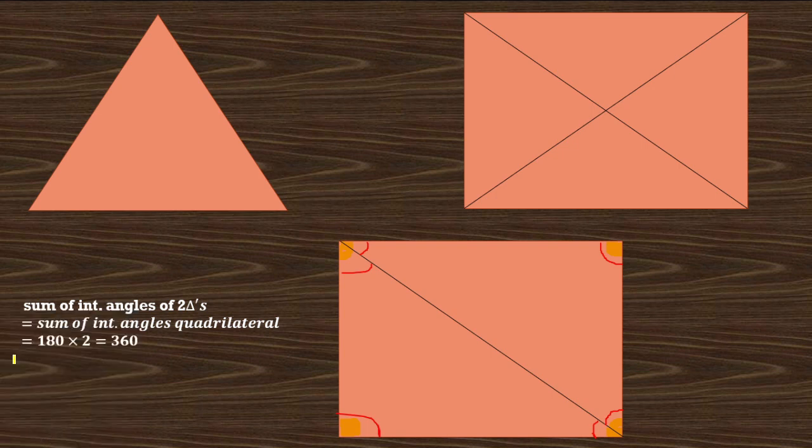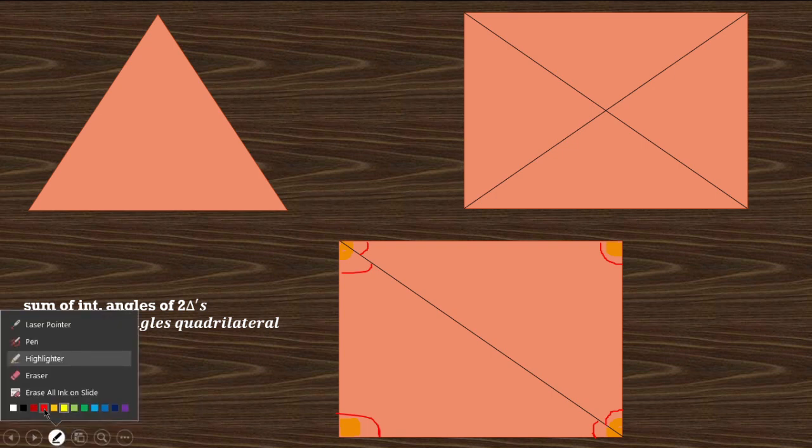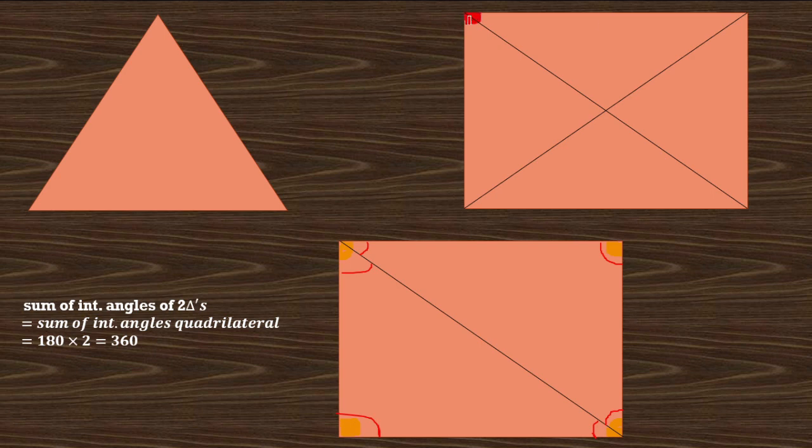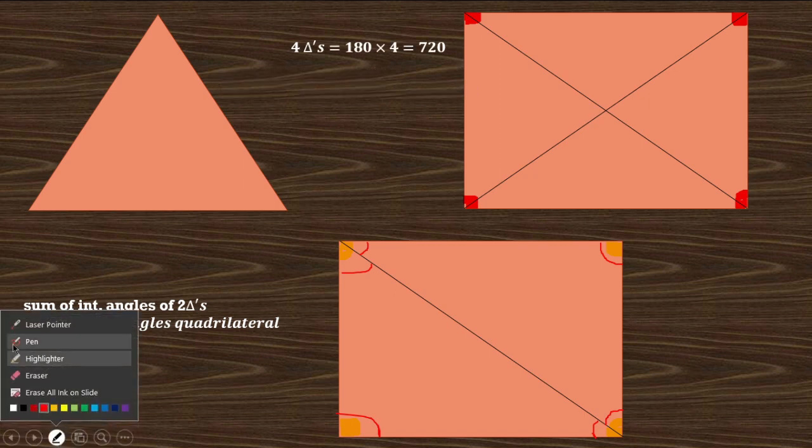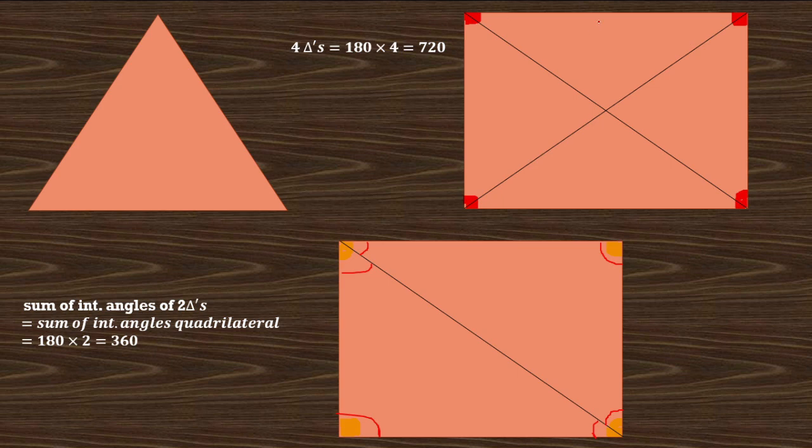And what is the angle sum property of triangle? 180 degrees. And because there are 4 triangles, the sum of all 12 angles is going to be 180 into 4. Because there are 4 triangles, each 180, so 180 into 4 is 720, which is different from this. So which one is correct? Obviously this one, because we have fully proved it.